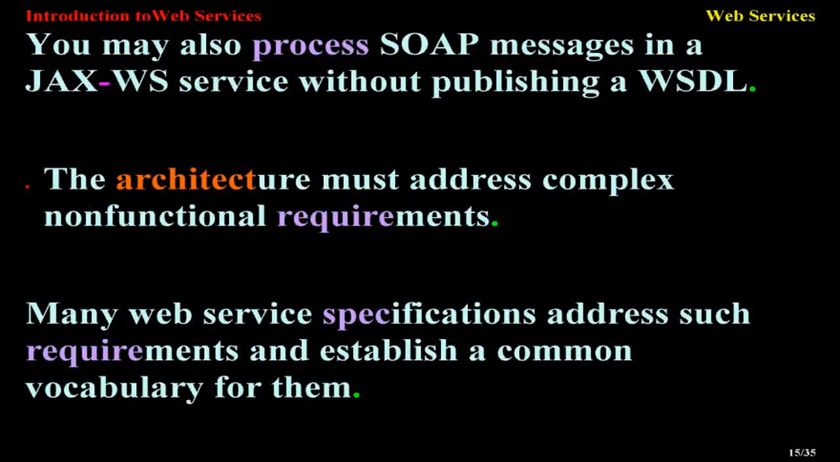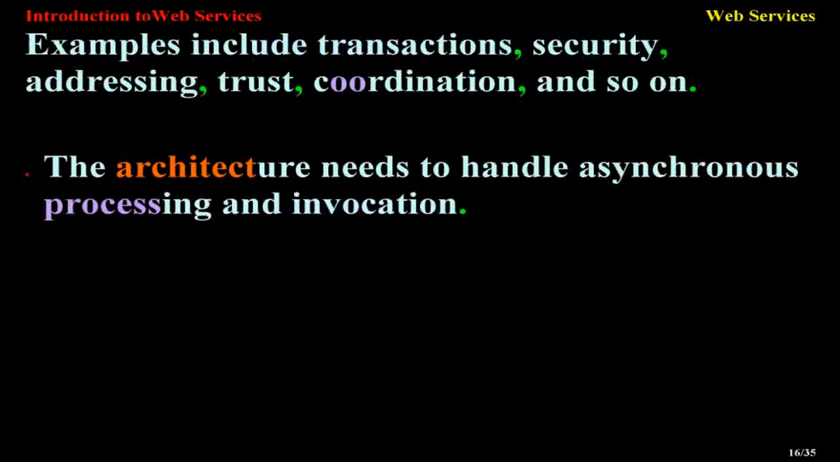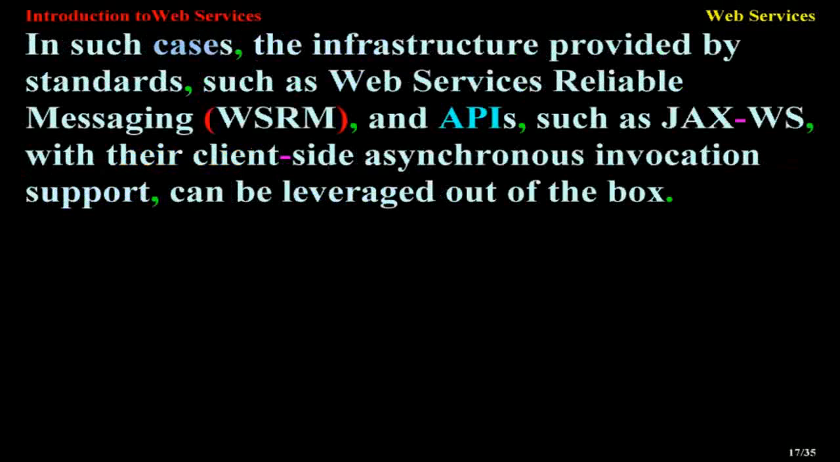The architecture must address complex non-functional requirements. Many web service specifications address such requirements and establish a common vocabulary for them. Examples include transactions, security, addressing, trust, coordination, and so on. The architecture needs to handle asynchronous processing and invocation. In such cases, the infrastructure provided by standards, such as Web Services Reliable Messaging (WSRM), and APIs, such as JAX-WS, with their client-side asynchronous invocation support, can be leveraged out of the box.